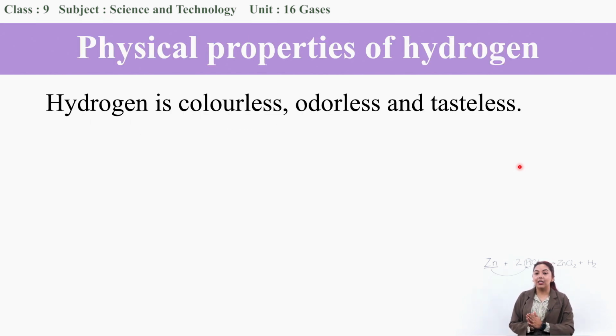Now let us study a little about the physical properties of hydrogen. When we synthesized hydrogen just now in the lab, you saw that hydrogen gas did not have any color. So hydrogen gas is colorless. It does not have any smell, so it is odorless, and it has no taste. That is, it is tasteless. So the first physical property of hydrogen is colorless, odorless and tasteless.